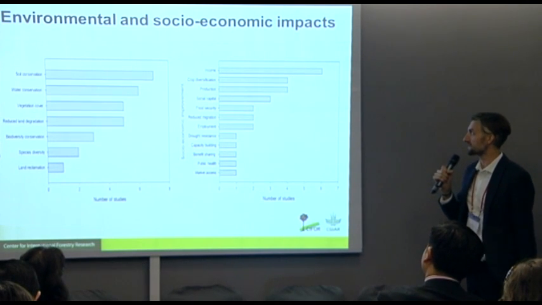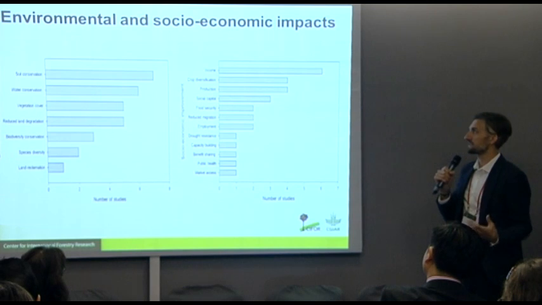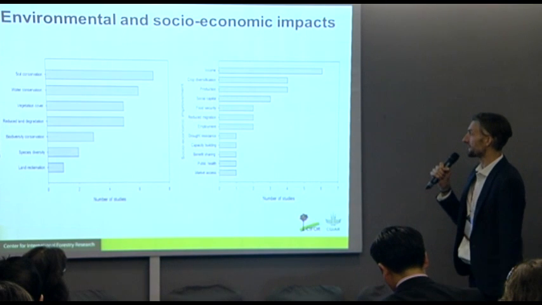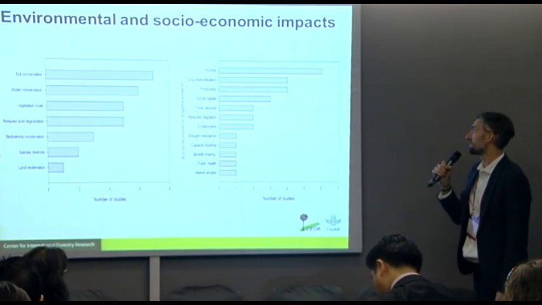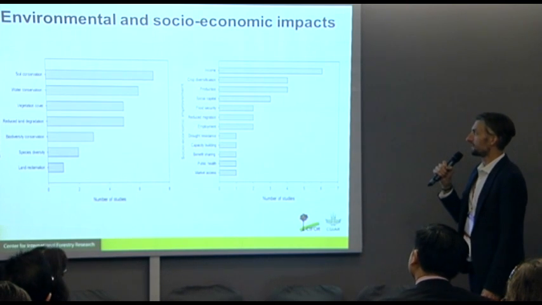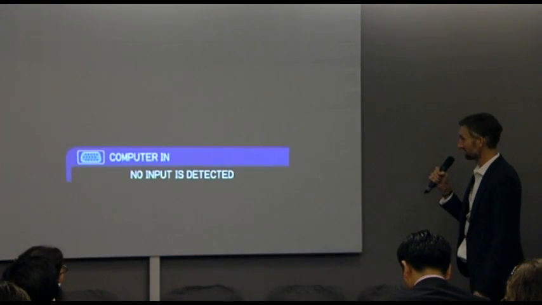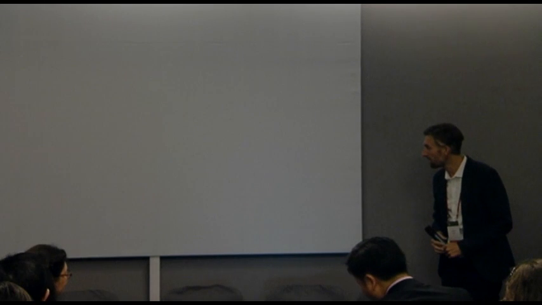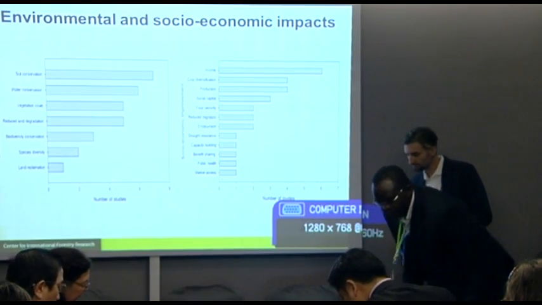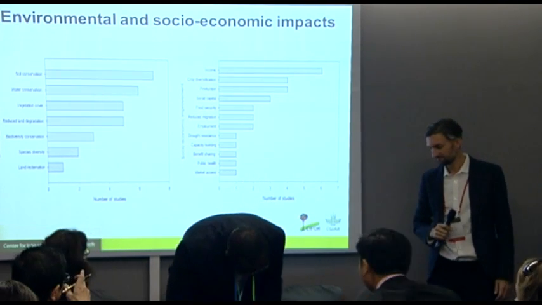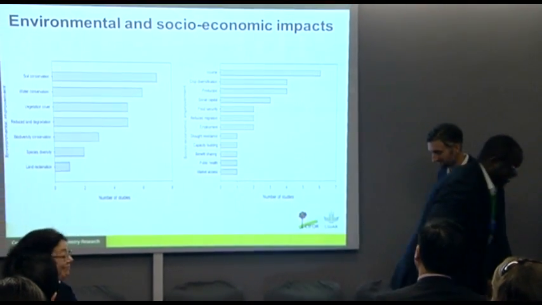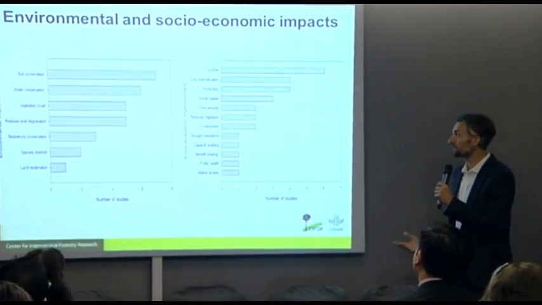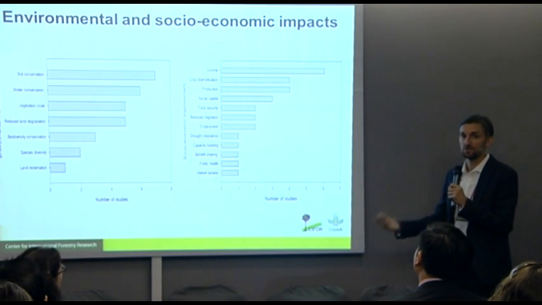However, the ones that did report success, they were reporting successful outcomes for both environment and society. And these we've graphed from the peer-reviewed literature, the socioeconomic and environmental outcomes from these interventions. So you can see they were seemingly quite successful in reconciling conservation and development and producing positive impacts.